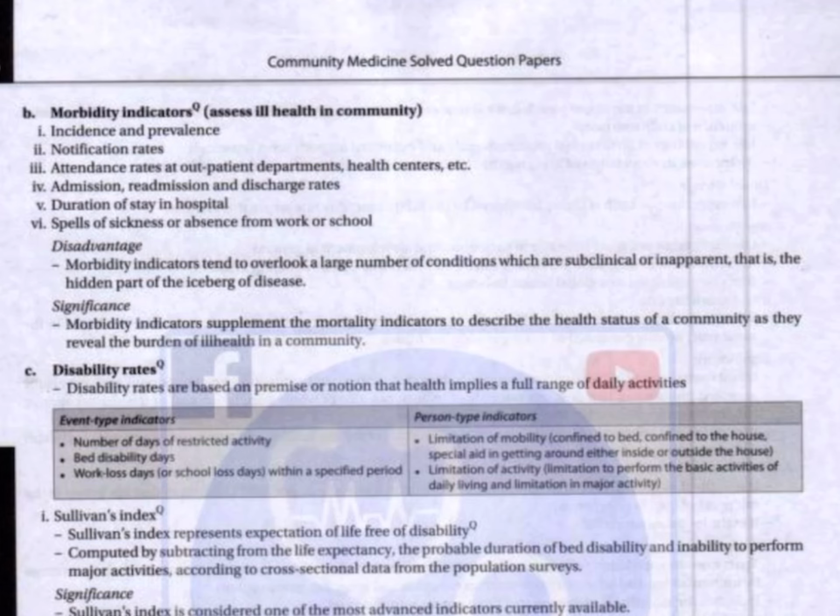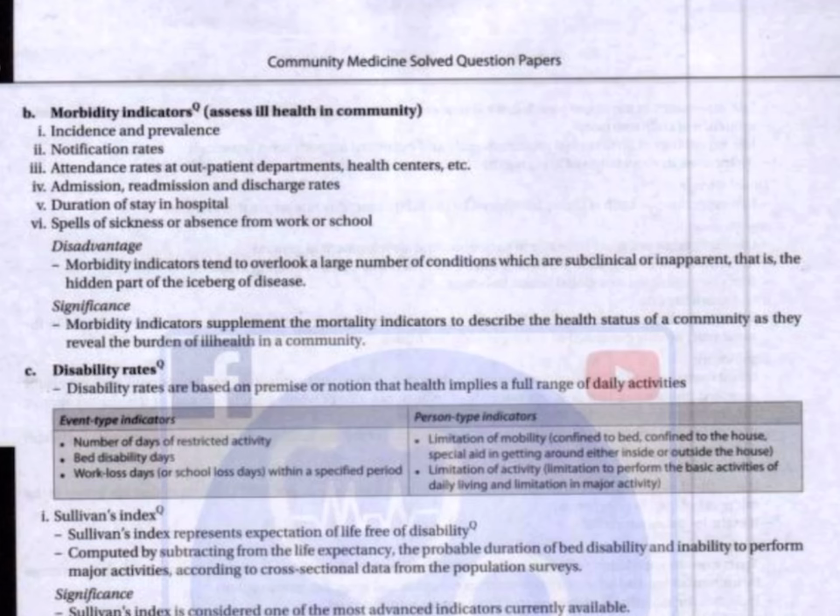Disadvantage: morbidity indicators tend to overlook a large number of conditions which are subclinical or inapparent, that is, the hidden part of the iceberg of disease. Significance: morbidity indicators supplement the mortality indicators to describe the health status of a community as they reveal the burden of ill health in a community.